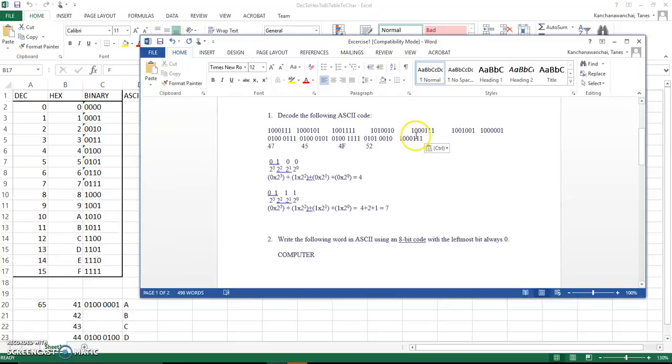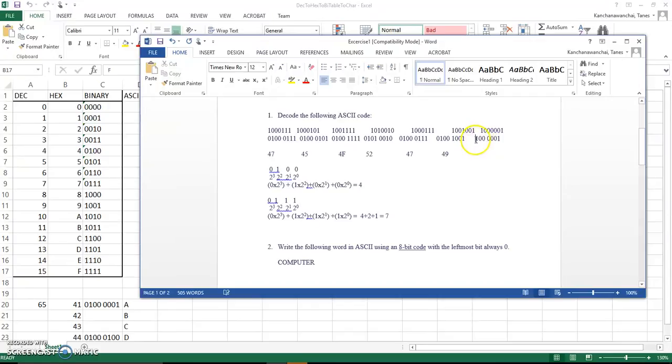Let's do this one. So 0100 is 4, right? 0111 is 7, so 47. And this looks like, so we're adding more 0 to make it 8 bits. Because every hexadecimal digit that we want to convert has to be every 4 bits. So 0100 is 4, and 1001 is 9, right? 49. And last one, 0100 is 4, and this is 41.